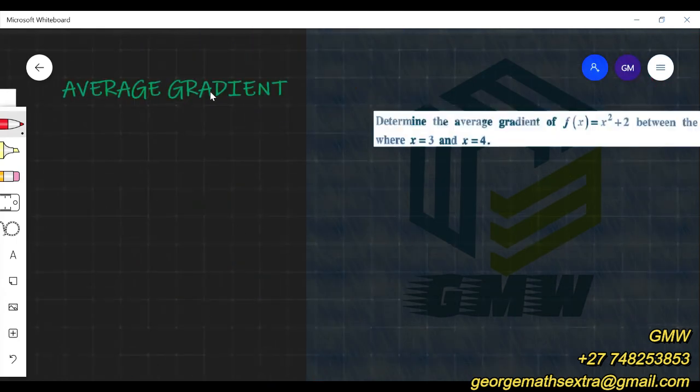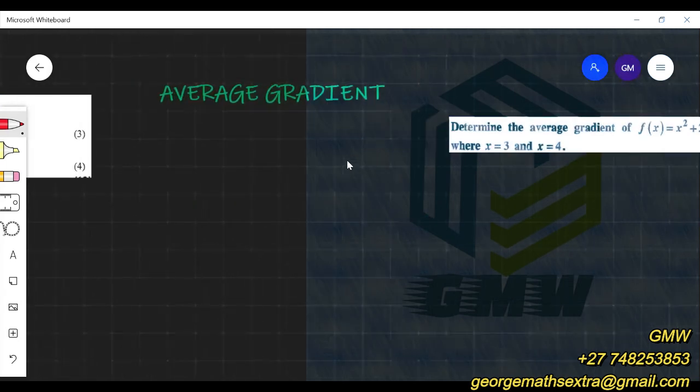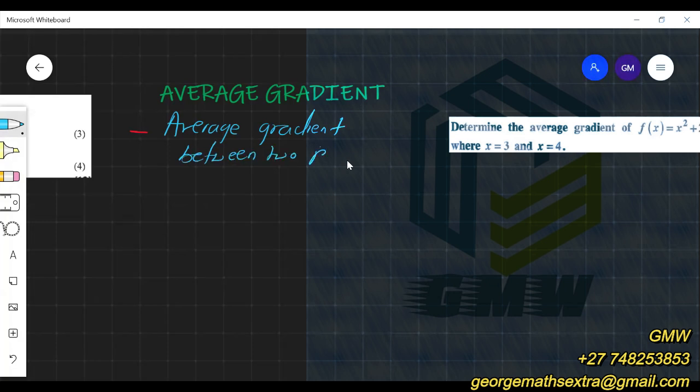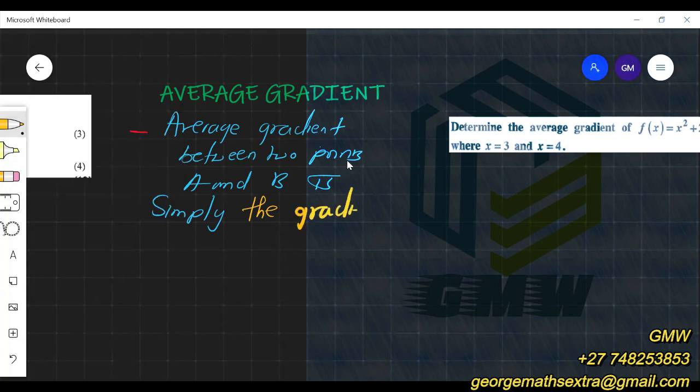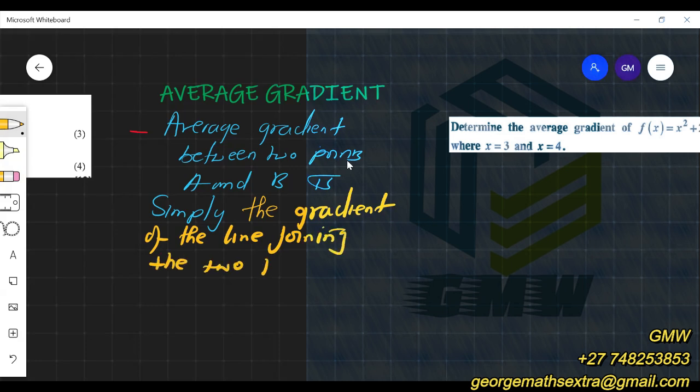Then we now have what is called average gradient. By definition, the average gradient between 2 points, let's say A and B, is simply the gradient of the line joining the 2 points, okay?